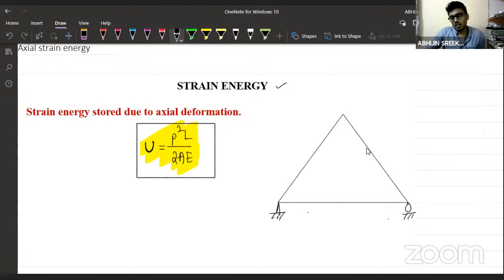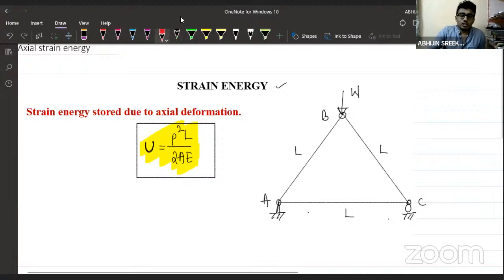One end is hinged, the other end is a roller. And suppose I have a loading here. Let us consider that loading in the vertical direction. This is a load acting here. I'm going to call it W. And we know the length of the member. I'm going to consider the length of each member as L. And I'm going to name the truss joints: this is A, this is B, and this is C.